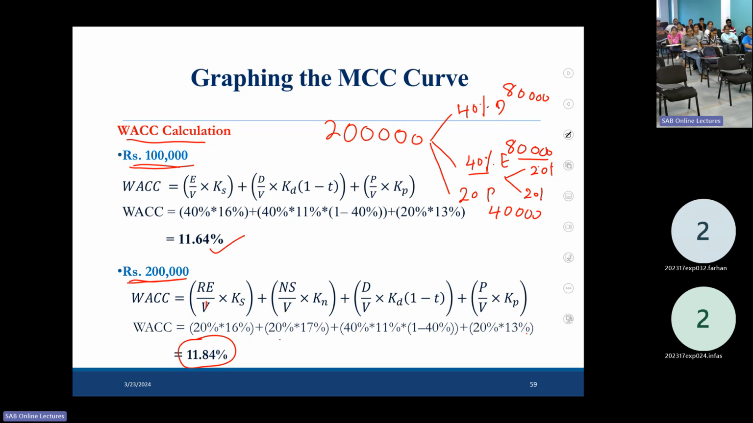Make a deduction, but additional 100,000. So what is the MCC? MCC is the cost related to this increase of the capital. Now here, from 100,000 to 200,000, you have changed the capital. So additionally, you have raised 100,000. Right?